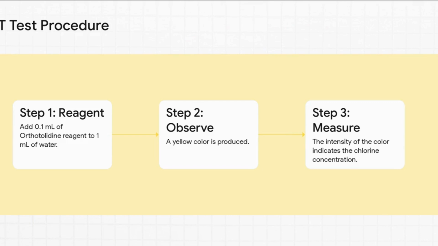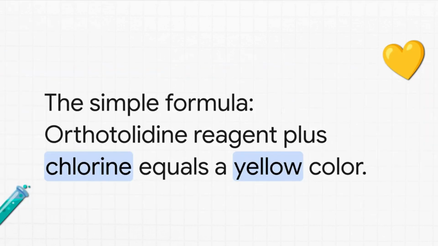The procedure itself is beautifully simple, really. You take a water sample, you add a little bit of this orthotolidine reagent, and you just watch for a color change. A yellow color pops up, and the deeper and darker that yellow is, the more chlorine is in there. Then you just compare that color to a chart to get your concentration. So the basic reaction you need to remember is this. Orthotolidine meets chlorine and bam, you get a yellow color. Simple, right? Well, maybe not so fast.